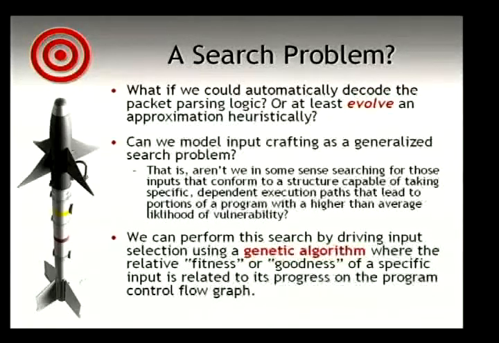And then can we model this input crafting as more of a generalized search problem? That is, in some sense, aren't we searching for inputs that conform to a structure capable of taking certain dependent execution paths in the program control flow graph? Certain areas of the program that we think may be interesting or have a greater than average chance of leading to some kind of a vulnerability. So we have tried to perform this search by driving input selection using a genetic algorithm, where the relative fitness or goodness of a specific input is related to its progress on the program control flow graph.